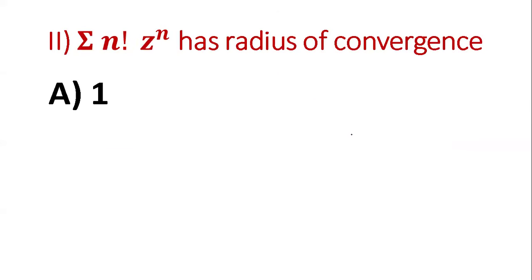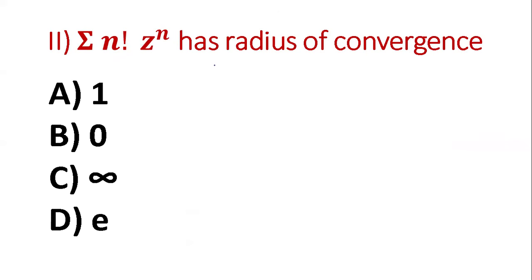Now, let the series summation n factorial z raised to n have a radius of convergence. Check where this series is convergent. Or else, 1 by r is equal to what? Find the r value. What is the radius of convergence? Comment your answer in the comment box for this question.